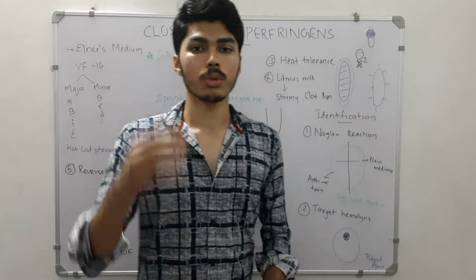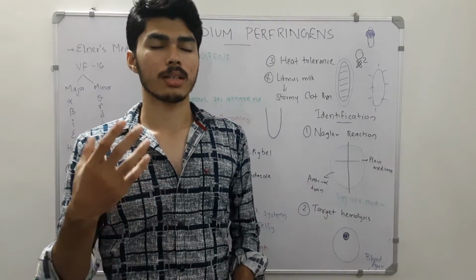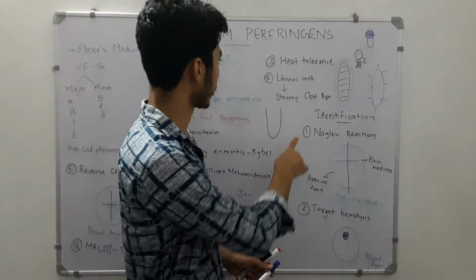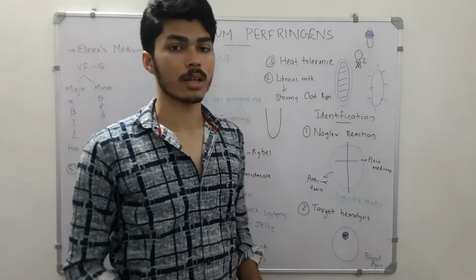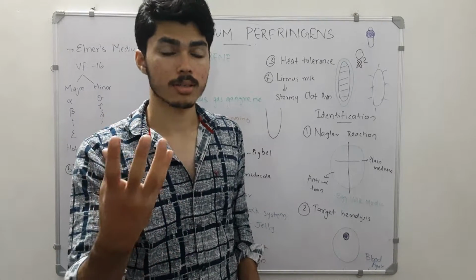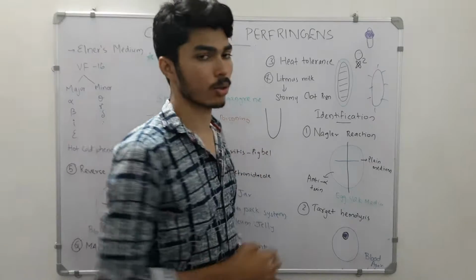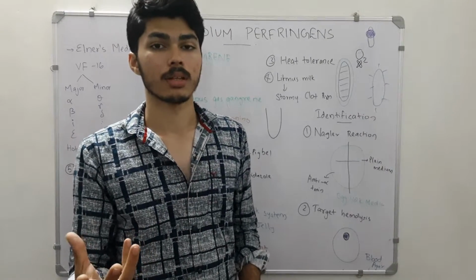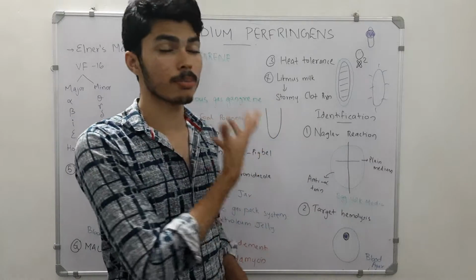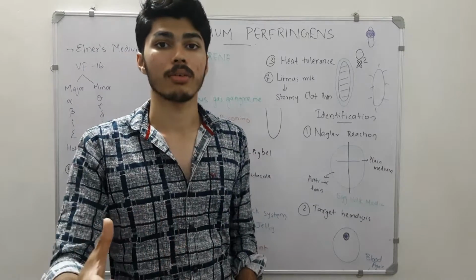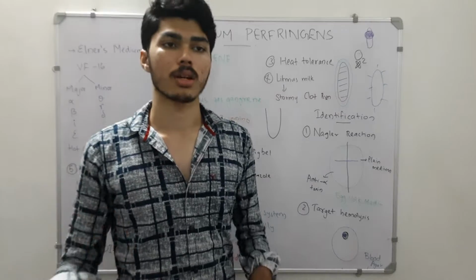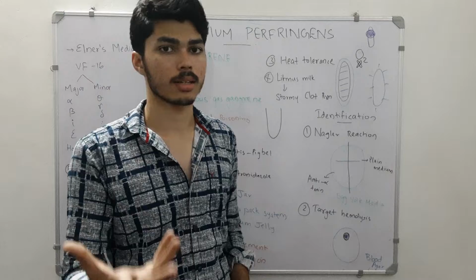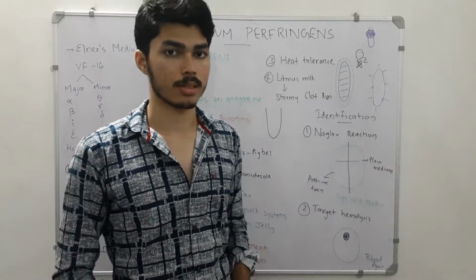And one more thing in the identification is heat tolerance. On heating at 45 degrees Celsius, only Clostridium perfringens will survive, whereas all the other species cannot survive. So you can select Clostridium perfringens from others.